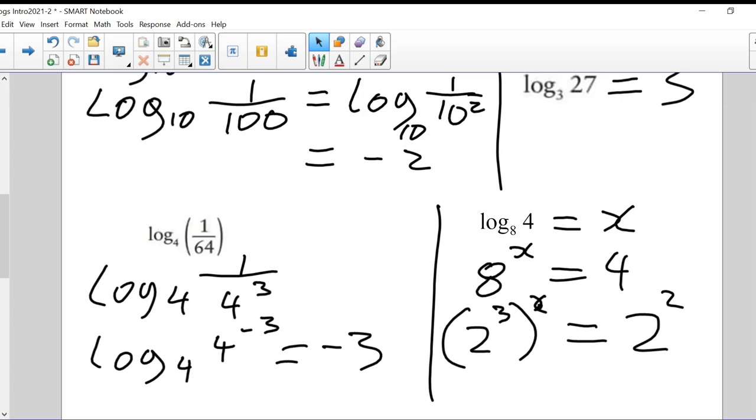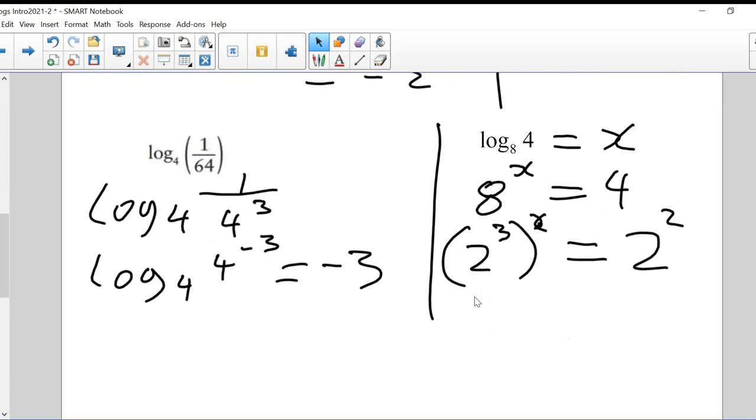I changed the 4 and made that have a base of 2 as well. So that's 2 to the power of 2. Now, one of the things that you should have learned back in grade 11 is that when I raise one power to another exponent, I can actually multiply those two exponents together. So really, 2 to the power of 3x is equal to 2 to the power of 2. Just multiply the 3 and the x together, which gives you 3x.